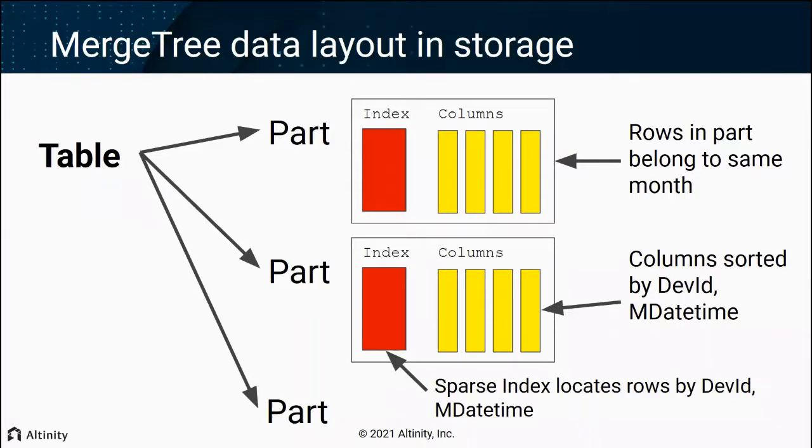The sparse index does not have a value for every key, because we want this index to fit into memory. In fact, by default, the sparse index only has an entry for every 8,192 rows. And what it does is it allows you to access blocks of data within the part.